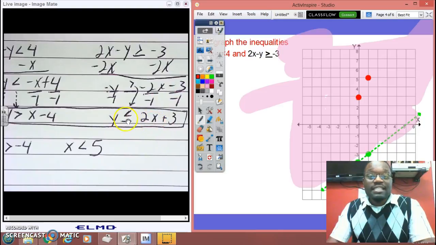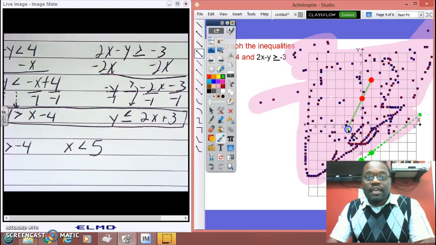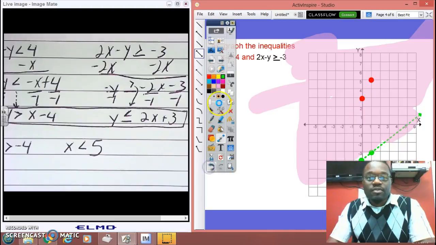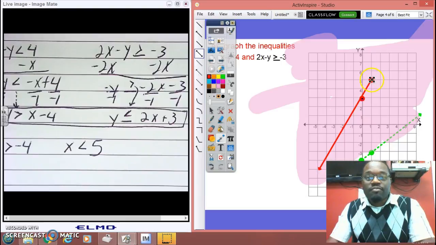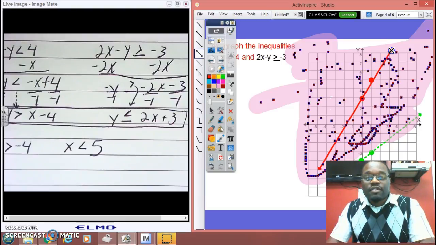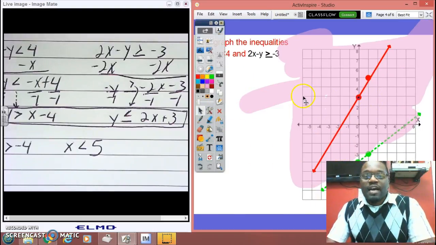And again, since this is equal to, what kind of line do I use? A solid or a dotted line? And if you remember, equal to gets a solid line. Let's go back here. Excuse those dots. It's digital. It's showing you where I've had my mouse. Alright. So now I have my solid line because it's equal to.